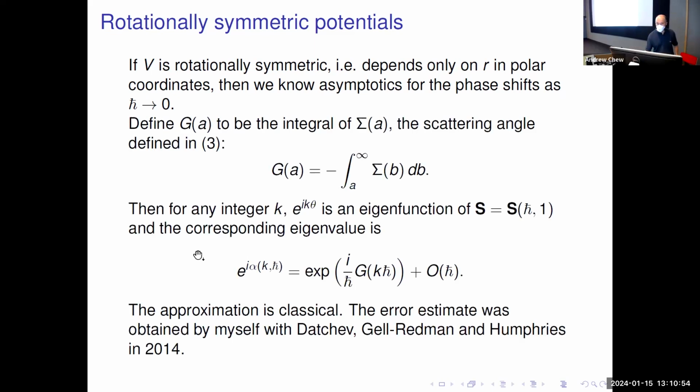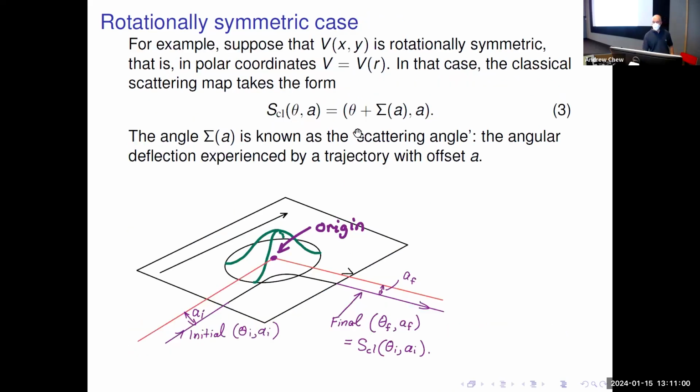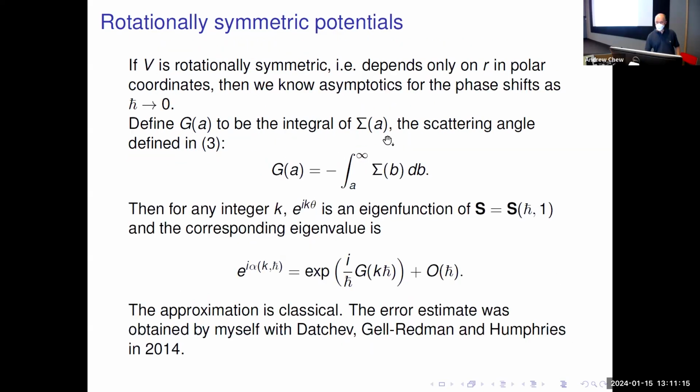So the way that works is like this. If you go back to the scattering angle we talked about earlier in the lecture, that was related to classical scattering in 2 dimensions when you have a rotationally symmetric V. So we integrate that to get g of a. That's just what that g function is. And then, in this rotationally symmetric situation, the eigenfunctions of S are actually just the Fourier basis. So S acts on functions on the circle. Remember, f minus of theta to f plus of theta. So it acts on functions on the circle.